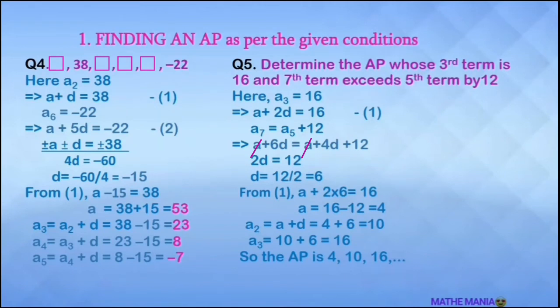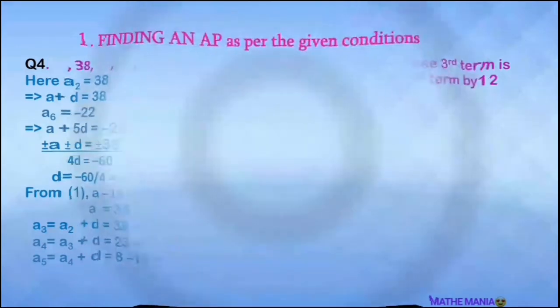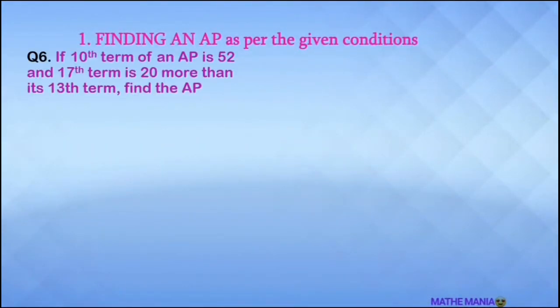So you can observe that there were some conditions given in this question, and similarly different questions will have different conditions. We have to solve them by applying the given condition. Let's try another question. Here we are given that the 10th term is 52, 17th term is 20 more than its 13th term. So from the first condition we get A plus 9D is equal to 52.